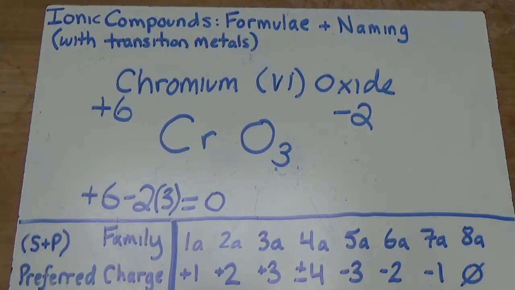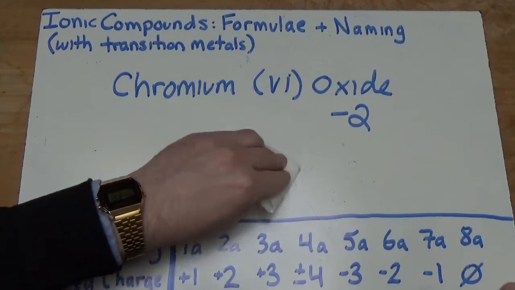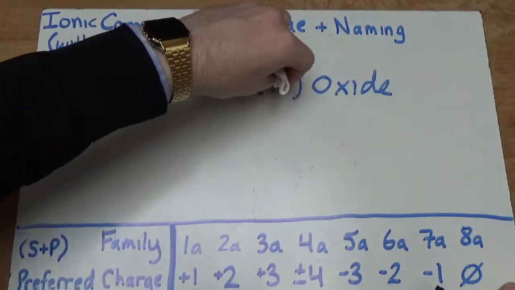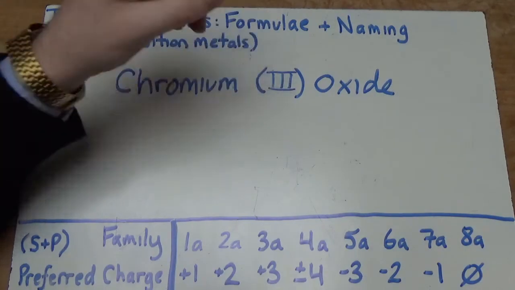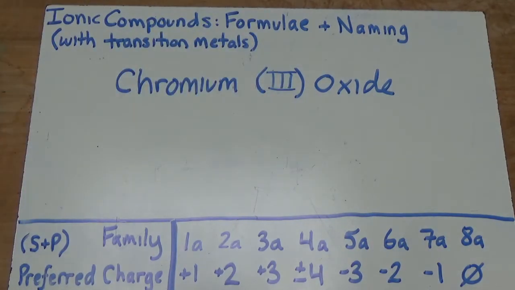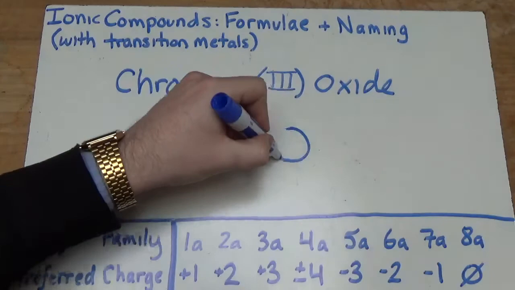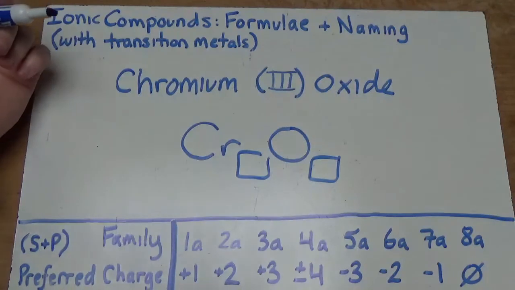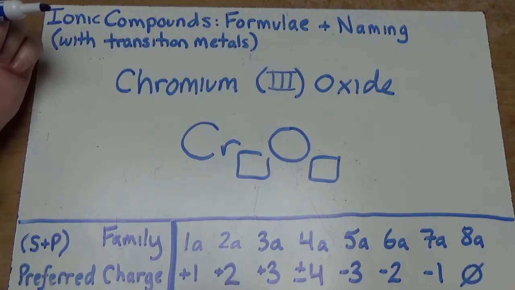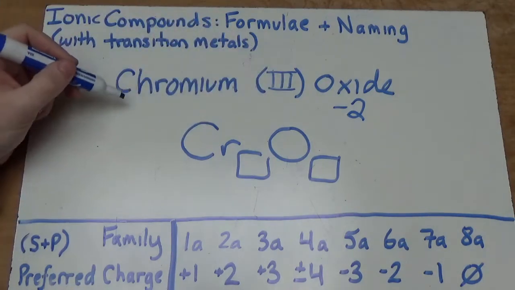Chromium does not have to be chromium 6, however. What happens if we were given a different name? What happens if this was chromium 3? If this was chromium 3, then we're going to start in much the same way. I know there will be a Cr, and I know that there will be an O. But I am missing how many of each chromium and each oxygen I have. I'm going to have to start thinking about some math here. Oxygen is always -2. And in this case, they told me that chromium is +3.